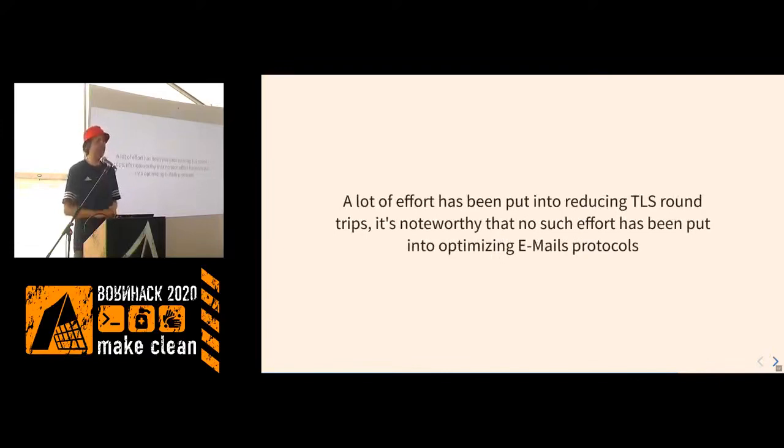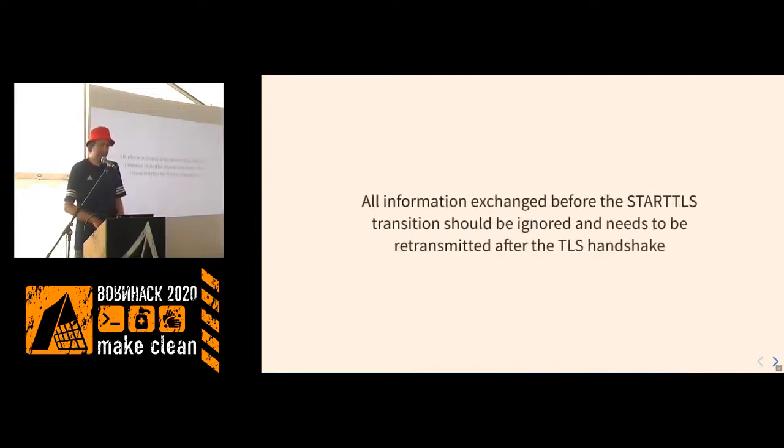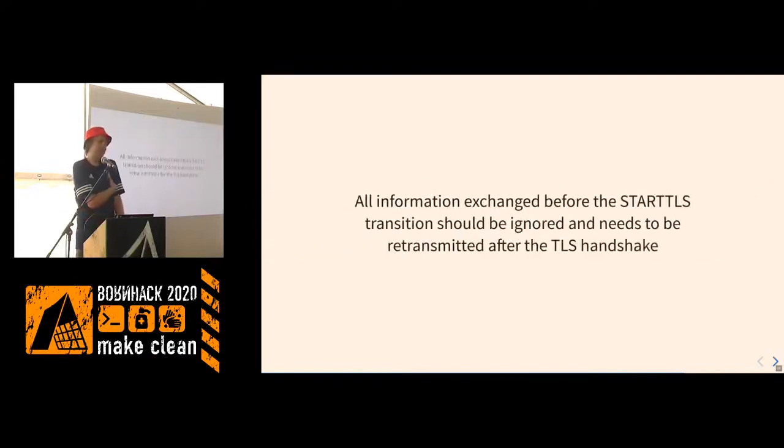And I find this interesting because a lot of effort has been put into reducing round trips in TLS, so that you need fewer back and forth connections to establish a TLS connection. But it seems nobody has looked at how we could improve email protocols to have fewer round trips. And with StarTLS, this is quite obvious. All the information that we exchanged before the StarTLS transition, we basically should ignore because we cannot trust it.